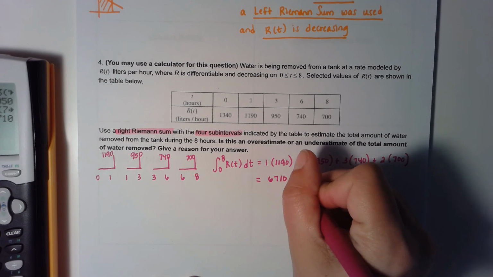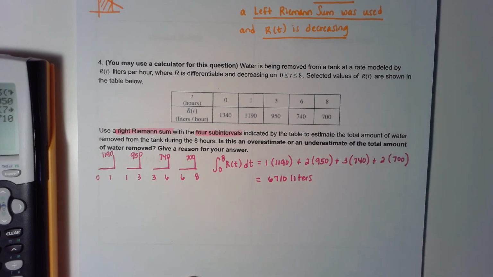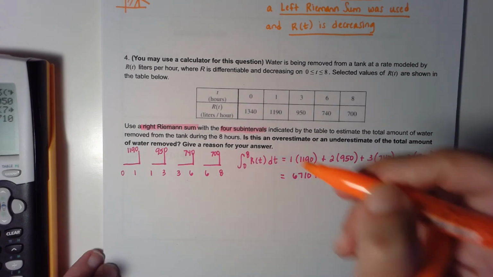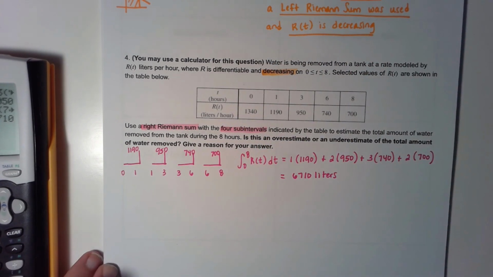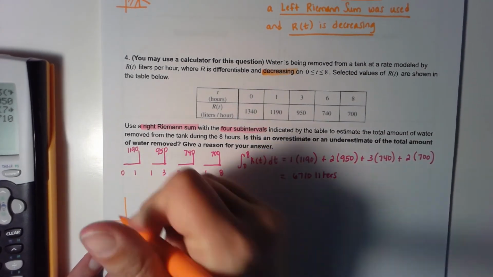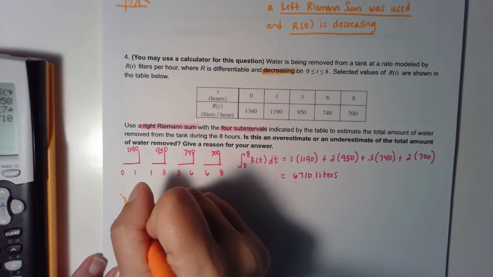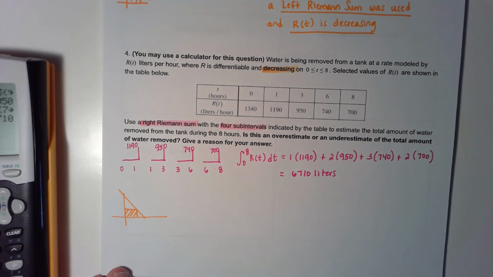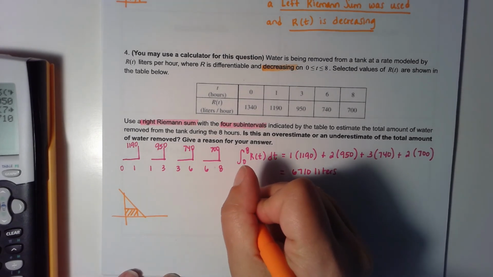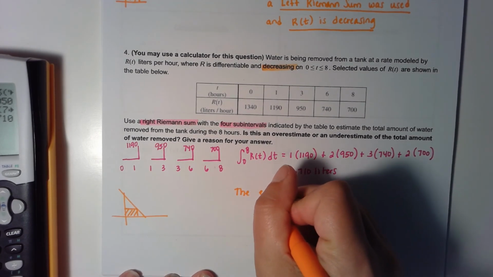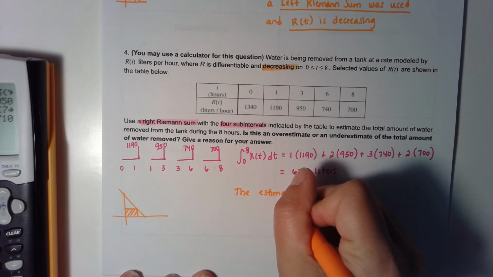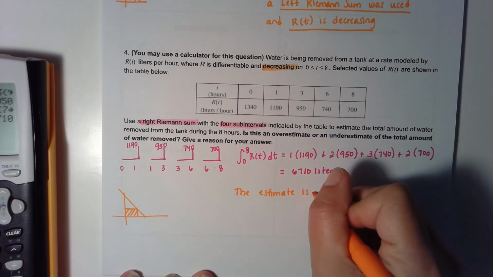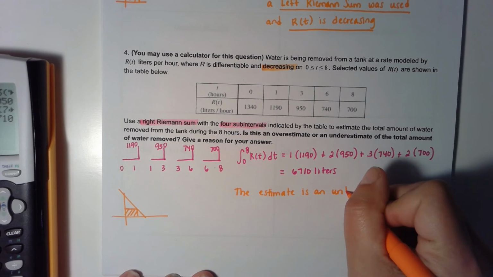And this is going to be liters because if you multiply liters per hour times hours, you're going to get liters. And now we need to say whether this is an over or underestimate. Again, this was a decreasing function. It told us that in the instructions. So off to the side, I'm just going to sketch a little picture of a decreasing function, and I'm going to use the right side to make a rectangle. And I'm going to see that that's too small. So I would say the estimate is an underestimate.